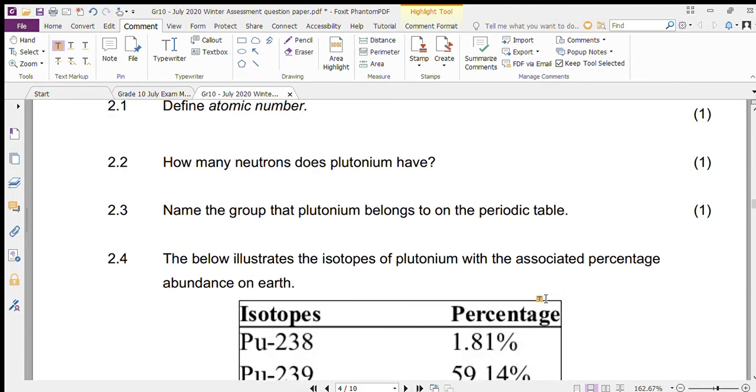The name of the group that plutonium belongs to. Okay, so I wanted inner transition metals as per your periodic table. However, if you wrote transition metals, this was accepted. In future, please be specific. That's all I'm asking for.